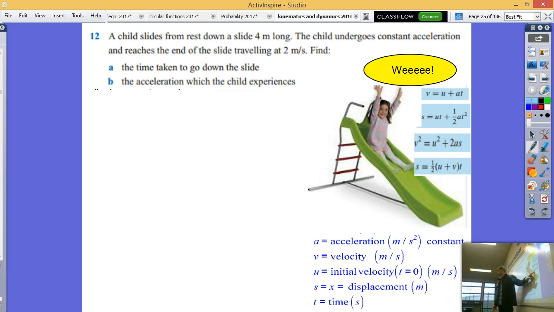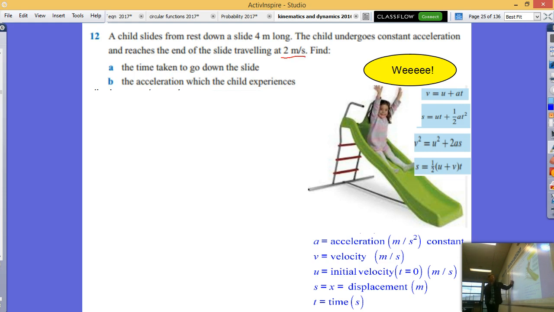The average. Two numbers, add them together, divide by 2. That's the average. So this here is an average velocity, okay, times by the time of travel, gives you the total displacement. Okay? We don't need to go about proving that by calculus. Reaches the end of the slide traveling at 2 meters per second. Find the time taken to go down the slide.